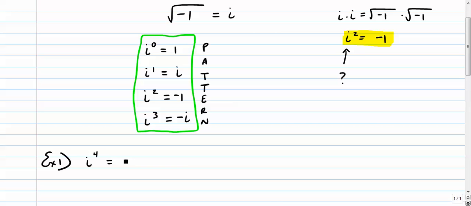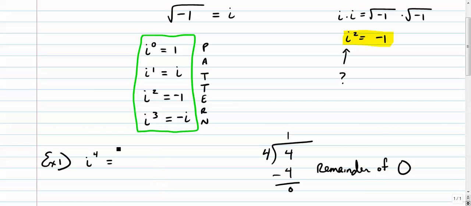What I want to do instead is come up with some sort of generalization. And that generalization basically relies on the fact that we have a repeating pattern of 4 things. So if we have a repeating pattern of 4 things, what I want you to do is take that exponent and divide it by 4. And then you get, in this case, a remainder of 0. If you get a remainder of 0, then the answer to your question is the same as i to the 0 power, which is 1.